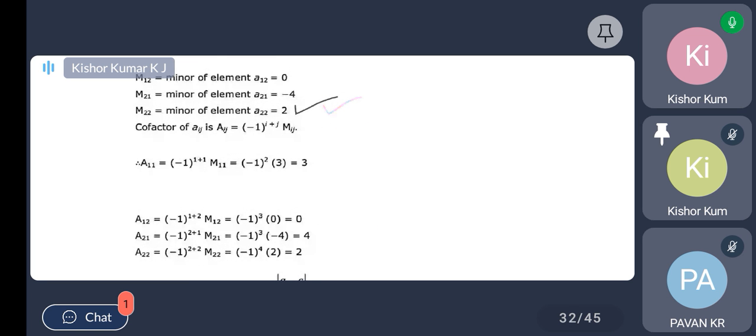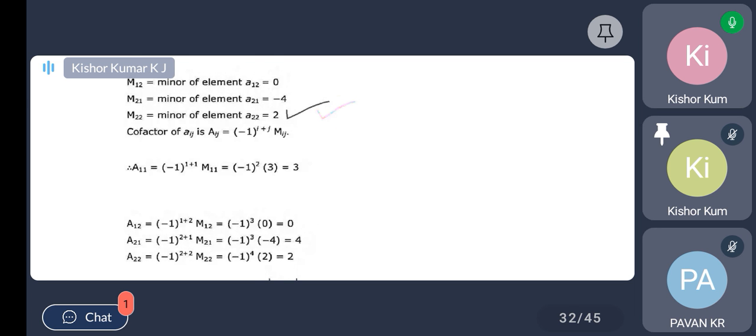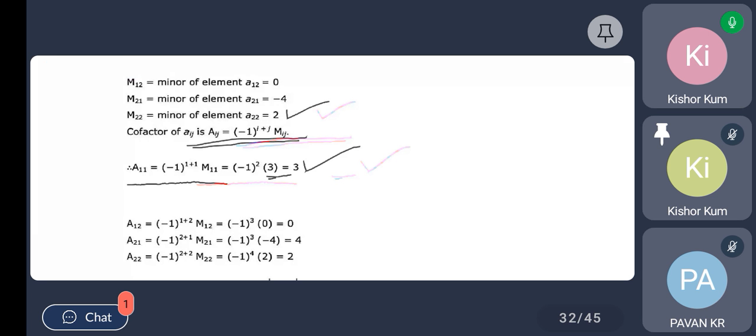So here the cofactor formula, first I will take the normal formula. Cofactor of Aij, capital Aij, is equal to minus 1 to the power i plus j into Mij. Now we know the values of the minors of all the elements, so I am going to substitute one by one in the equation. Firstly, A11 is equal to minus 1 to the power 1 plus 1 into M11. So minus 1 to the power 2 into the M11 value, which is 3. Minus 1 squared will give us 1. 1 into 3 is 3 only.